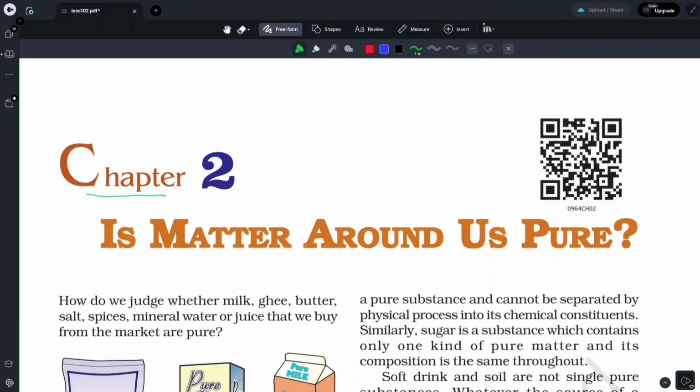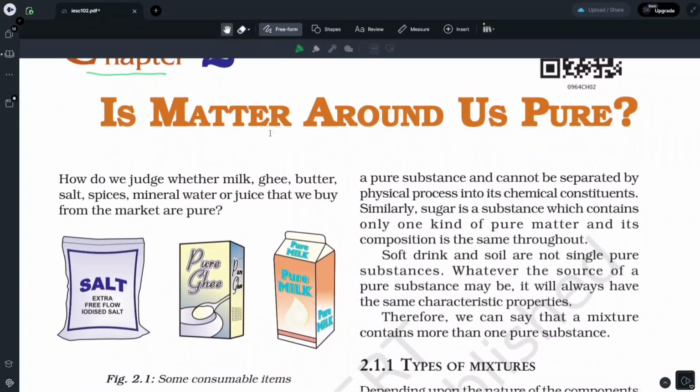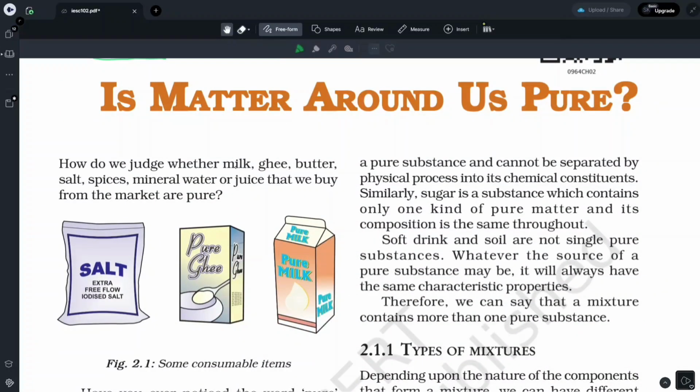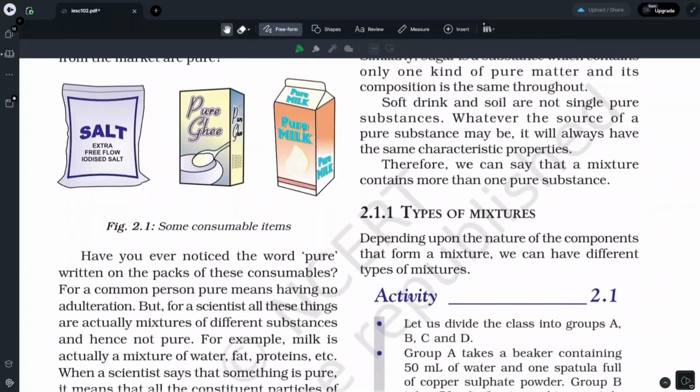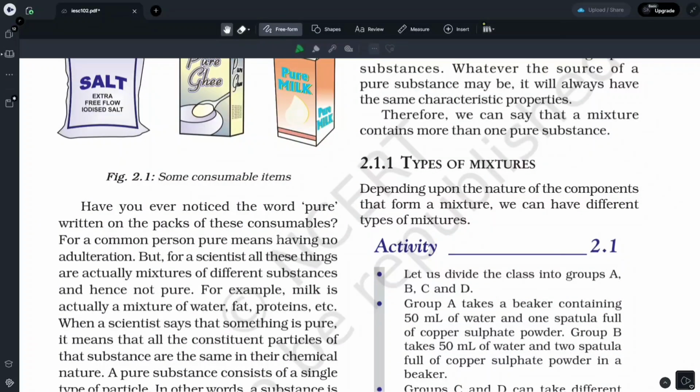Chapter 2. Is matter around us pure? How do we judge whether milk, ghee, butter, salt, spices, mineral water or juice, what we buy from the market, are pure? Have you ever noticed the word pure written on the packs of these consumables?